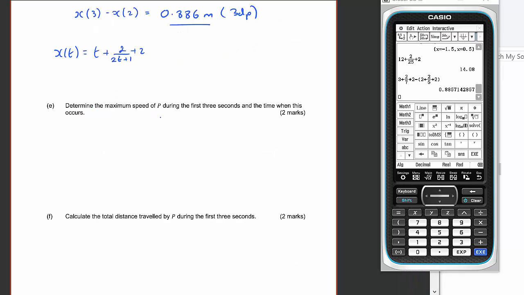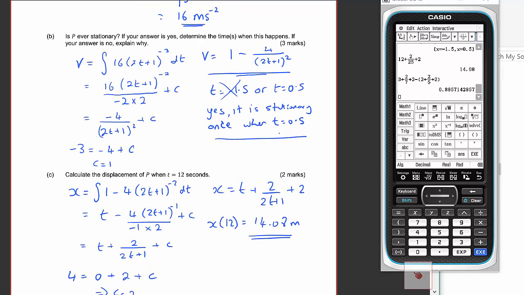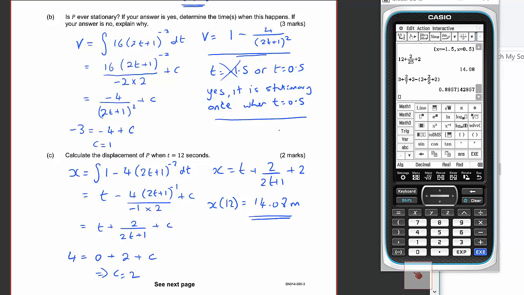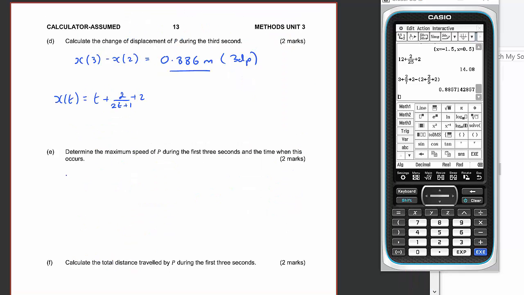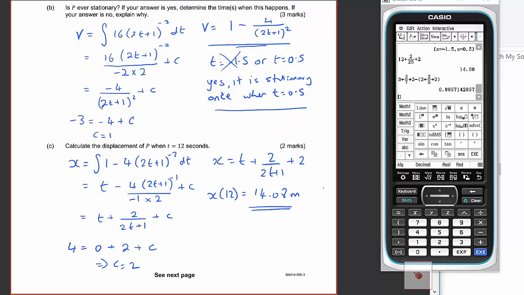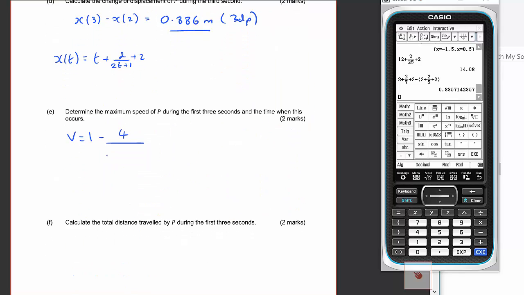Determine the maximum speed of P during the first 3 seconds and the time when this occurs. There's all sorts of ways we could do this. Remember, we've got the calculator available. So v is 1 take away 4 over (2t plus 1) all squared. And the first 3 seconds means from t equals 0 to t equals 3. I might just graph this.